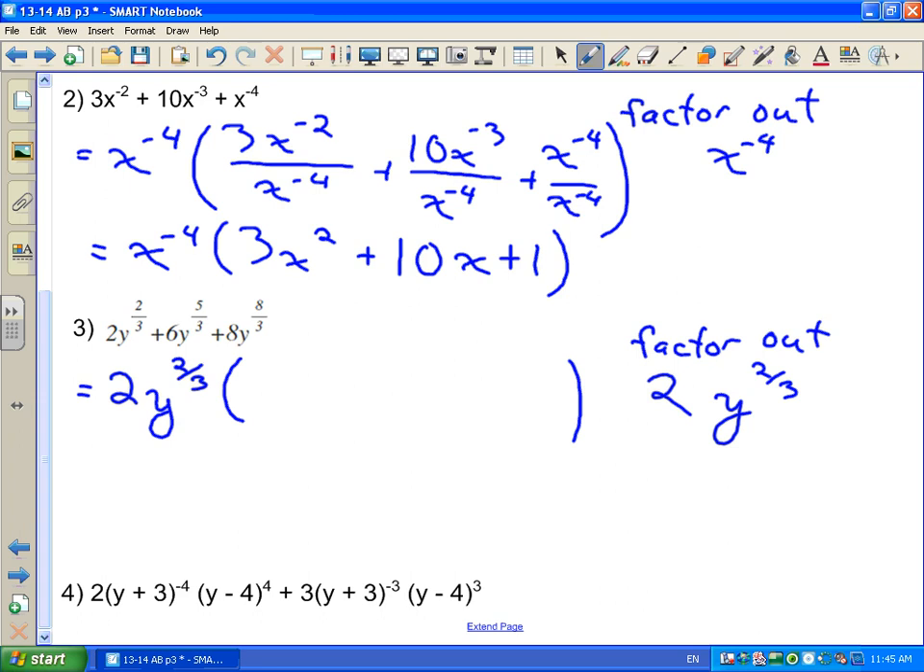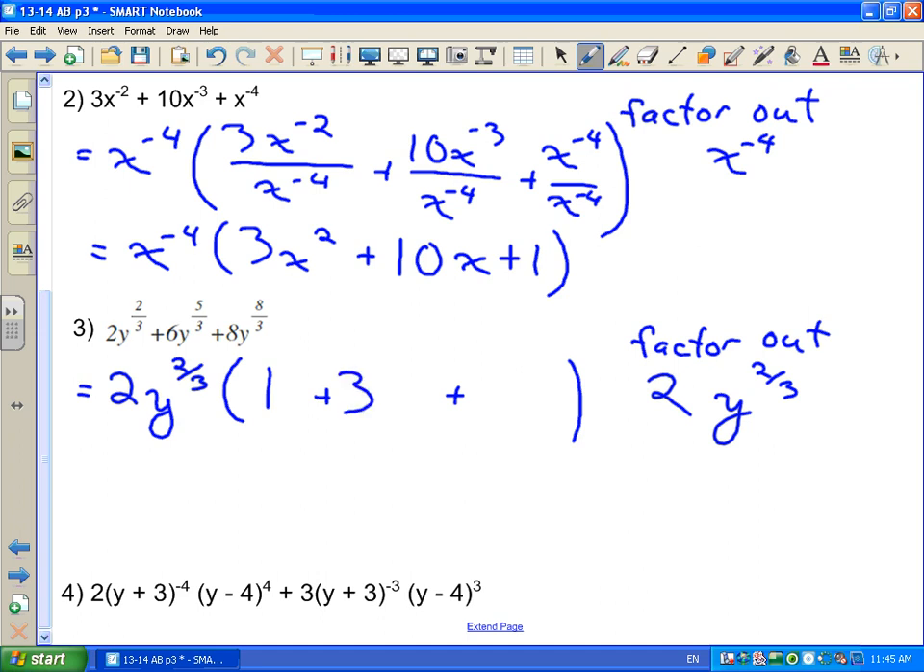Now, I have three terms in this original expression here. That means I need to have three terms inside this bracket. Okay? Sounds obvious. This is another common mistake people make. So we're going to have three terms in here. What is the first term going to be? 1. And this is the one that often disappears, the constant terms. People think, okay, I've already dealt with my 2y to the 2/3. Anyhow, we'll keep going here.